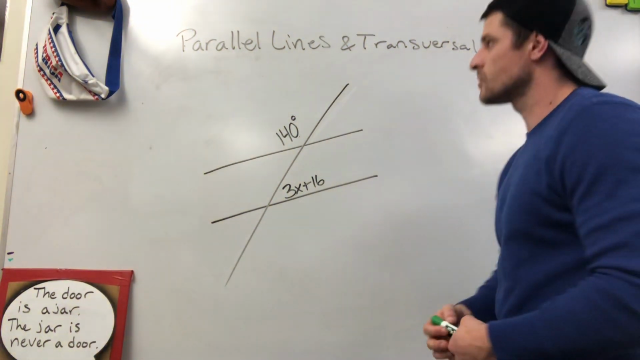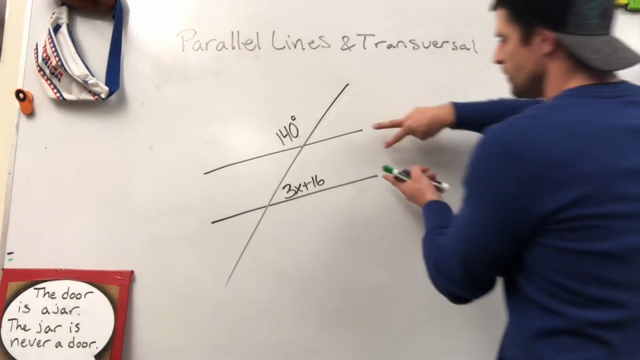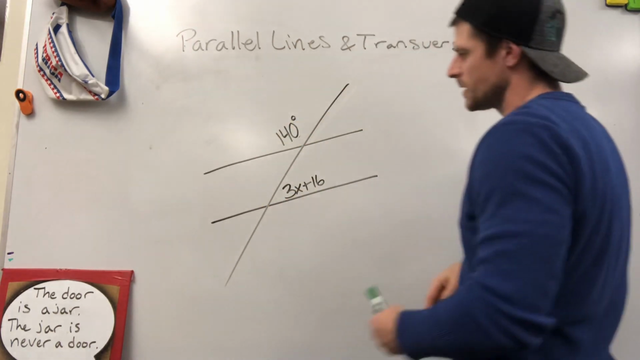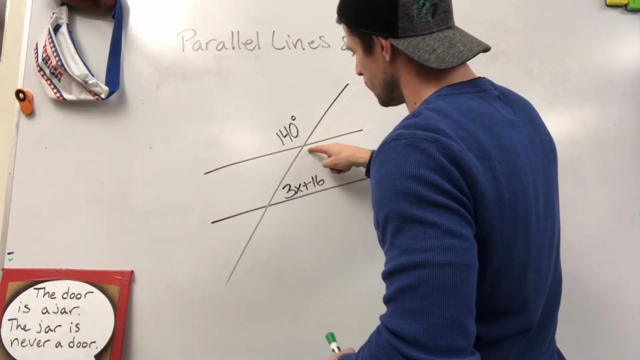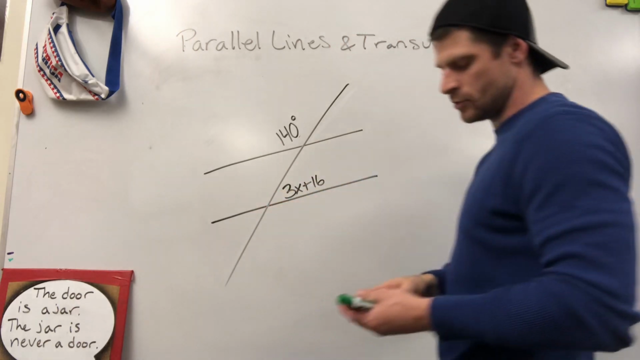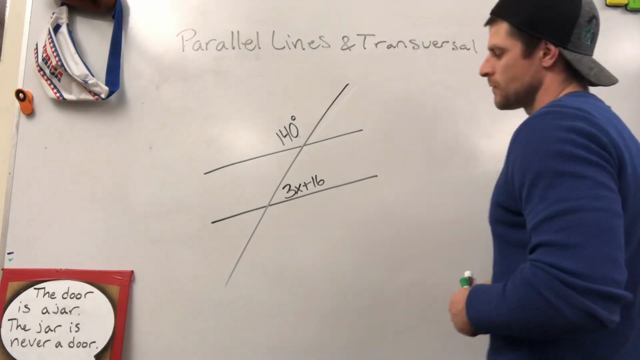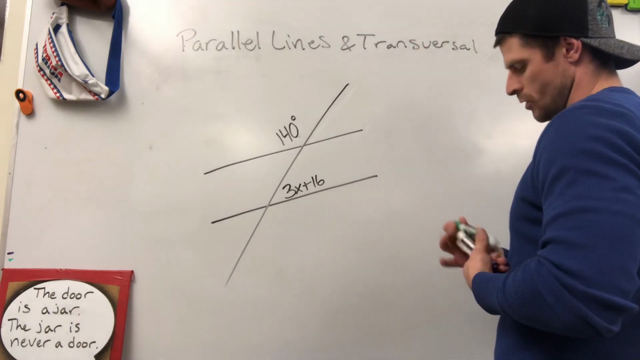Okay, parallel lines and transversals. So we got two parallel lines right here, two lines that are never going to meet, and a transversal that's cutting them, and it's creating 1, 2, 3, 4, 5, 6, 7, 8 angles, and we need to know what x is. So if I need to solve for x, I need to know what the angle measure is worth.